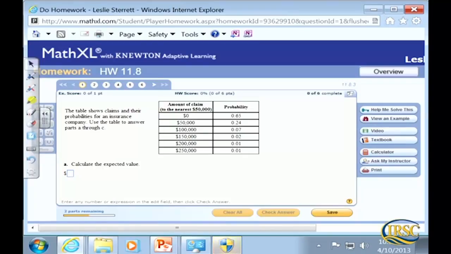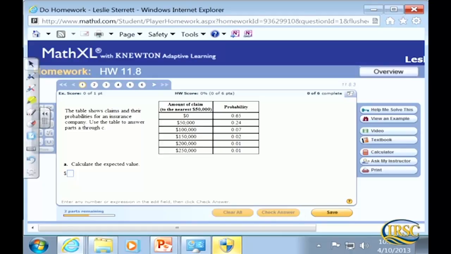Notice how much smaller the probabilities are getting. And then the probability of a claim of 200,000 is 0.01, and same for 250,000. So it's like a 1% chance that you're going to need to have a huge claim from this insurance company. All right, so to find the expected value, what do we need to do? Well, before you add, multiply.